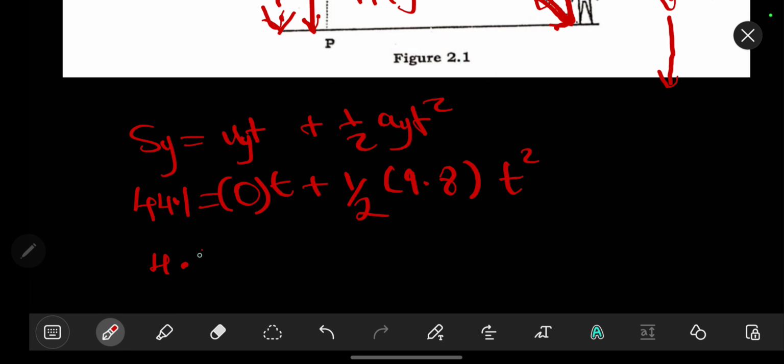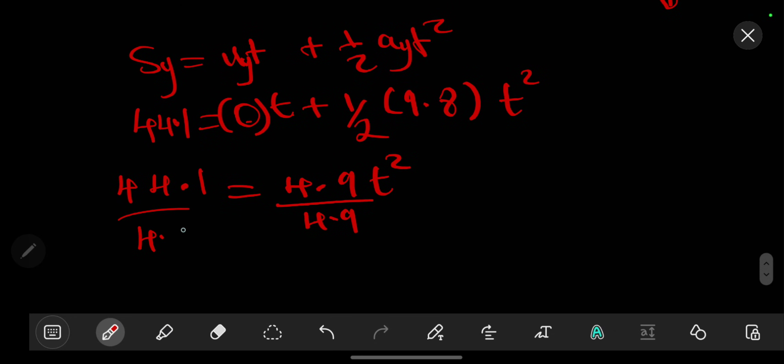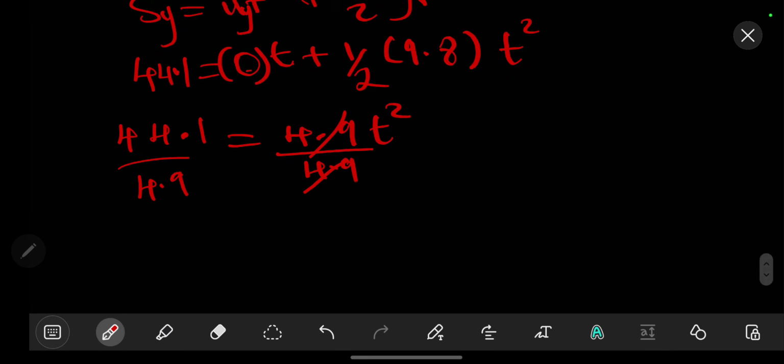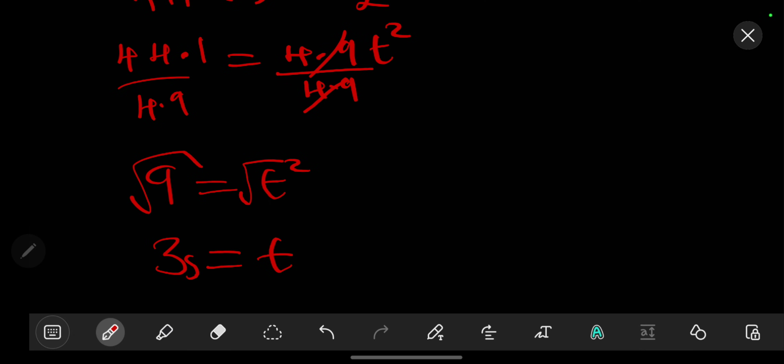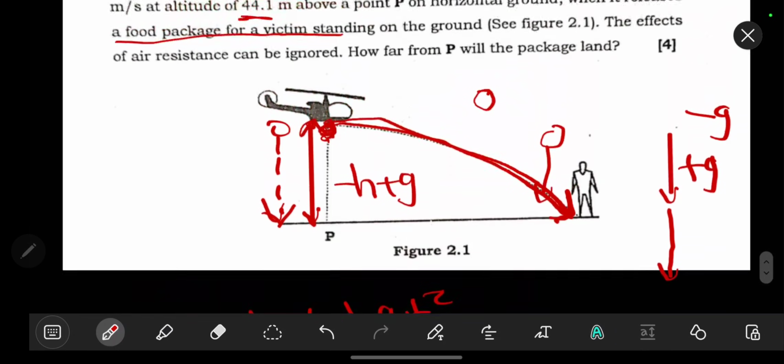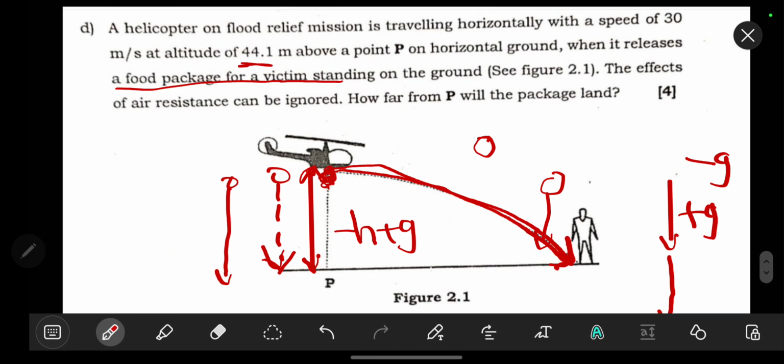So we have 44.1 should be equal to, this is 0, half by 9.8 will give us 4.9. Then we have t squared. We divide over 4.9. When we divide 44.1 by 4.9, this will give us a value of 9. So 9 should be equal to t squared. Finding the square root, time can never be negative, so we have a positive 3 should be equal to the time. So this is the time it will take for the package to be dropped from the helicopter to down.